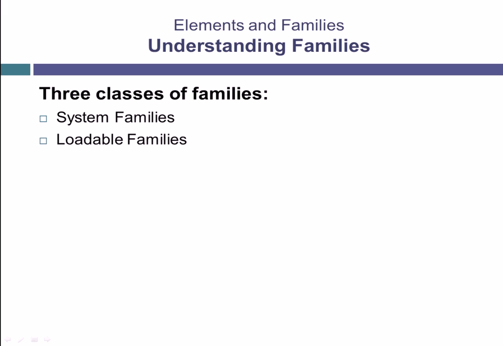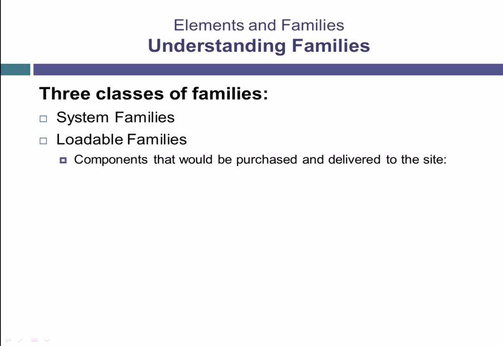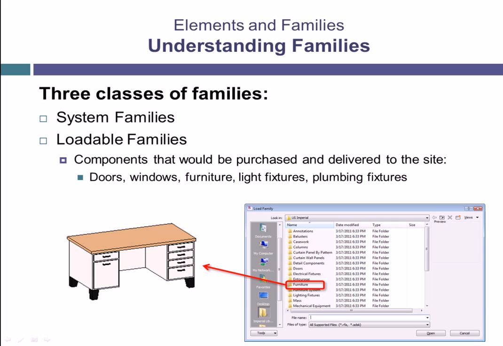Loadable families are families used to create building components such as doors, windows, furniture, light fixtures, and plumbing fixtures that would typically be purchased, delivered, and installed in and around a building. Most annotation elements are also provided as loadable families. Loadable families are created in external .rfa files and imported or loaded into your projects. Loadable families are created in Revit's Family Editor, beginning from a specific template supplied with Revit that contains information about that specific family.